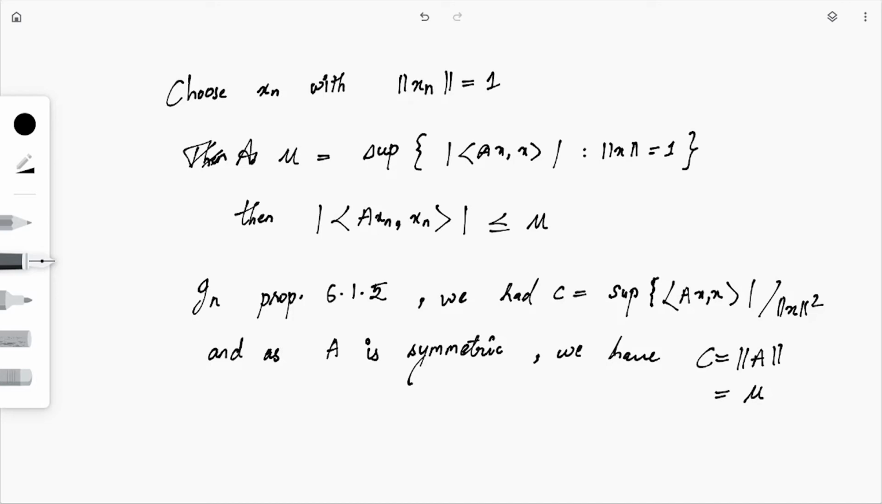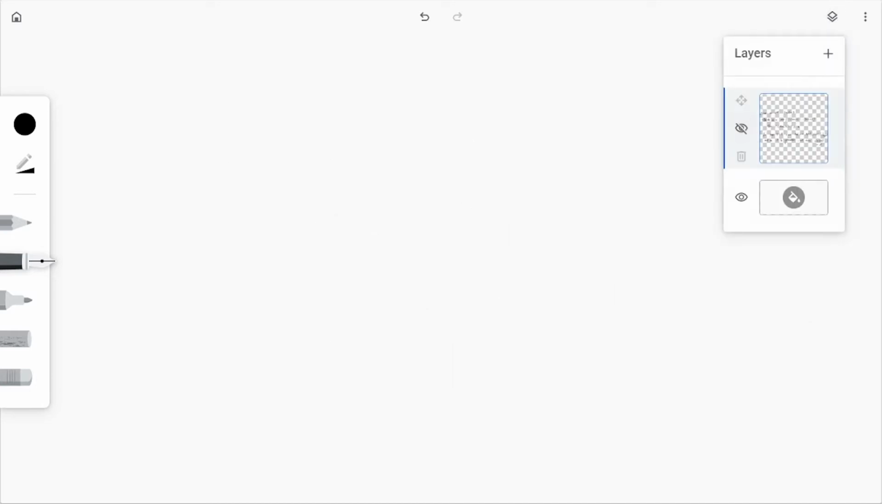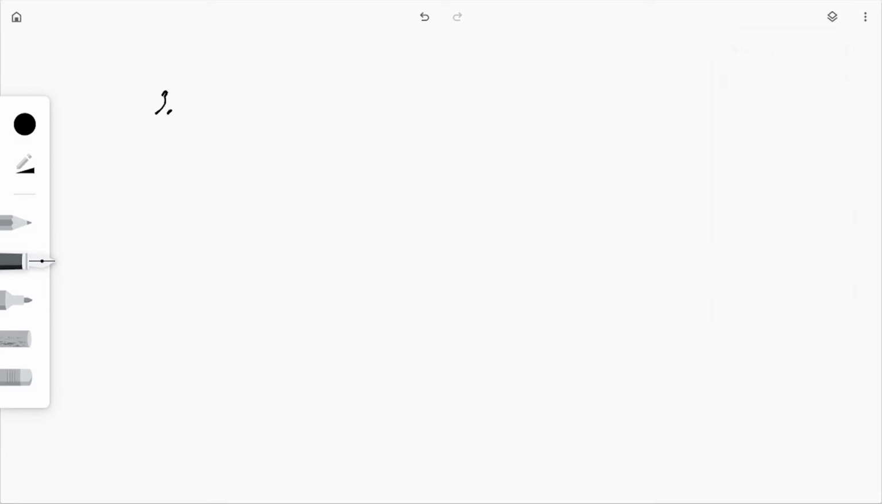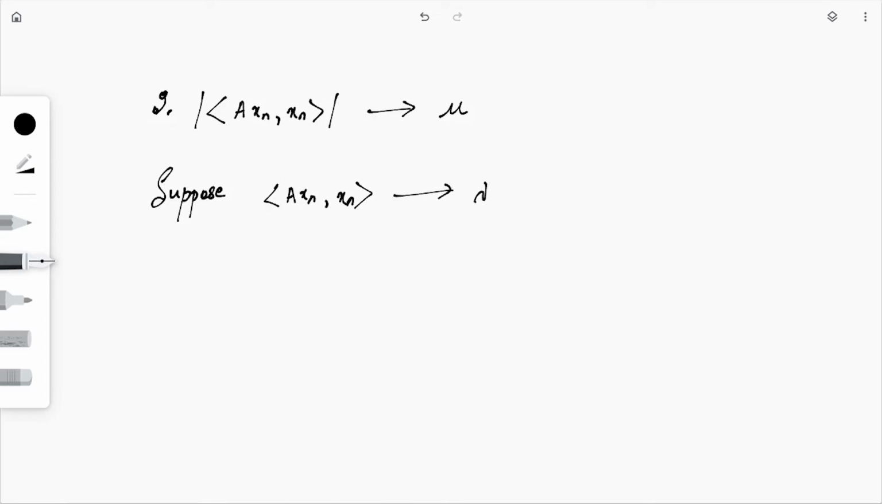So as the modulus of the inner product of A xn, xn is less than or equal to mu, I can conclude that, considering it as a sequence, the modulus of the inner product of A xn, xn will tend to mu. That is, the modulus of the inner product of A xn, xn tends to mu. Now suppose the inner product of A xn, xn converges to a point lambda. Then what can I say?